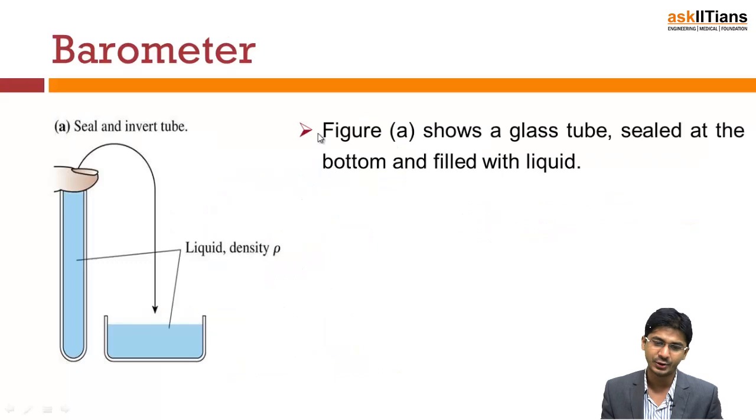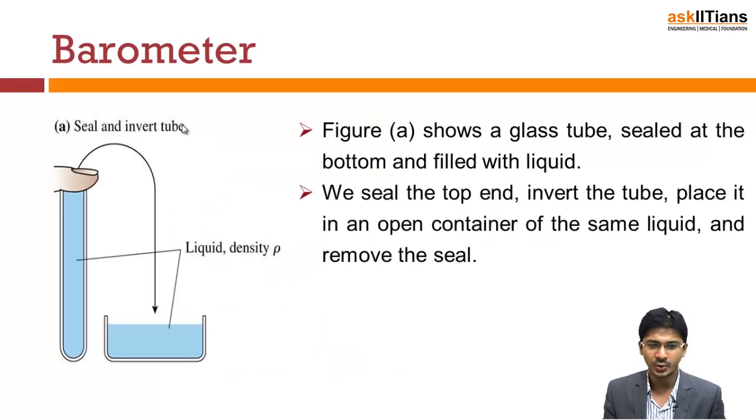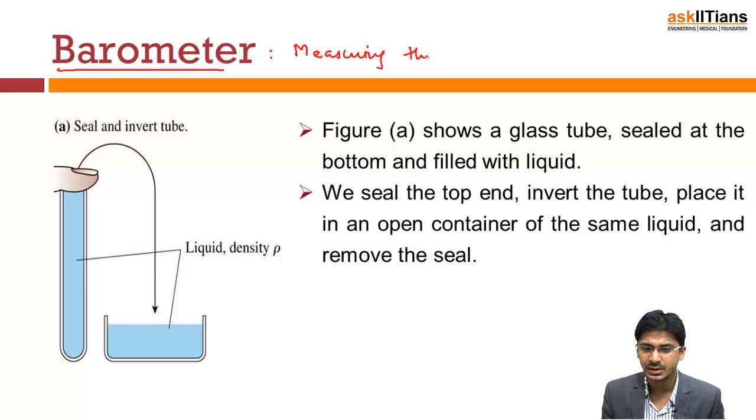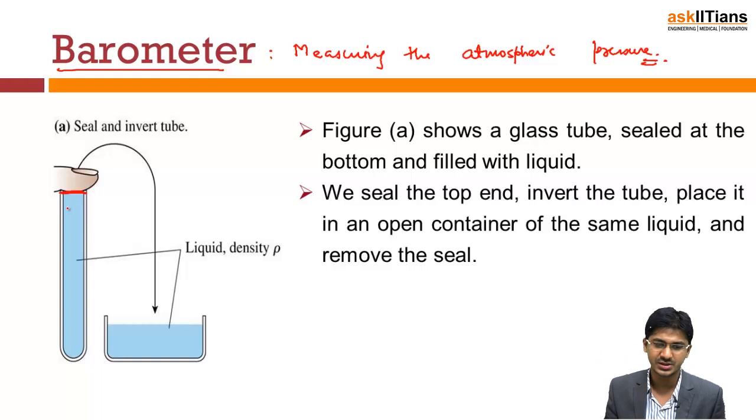Now another very common instrument is called the barometer. The barometer is used for measuring the atmospheric pressure. Now how do we use it? You take one tube, fill it with any liquid that you want, and then seal it with your thumb from the top. Since this is open from the top, fill it with the liquid and then press your finger at the top.